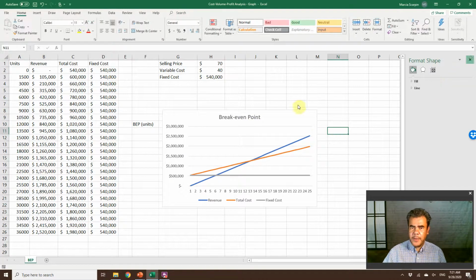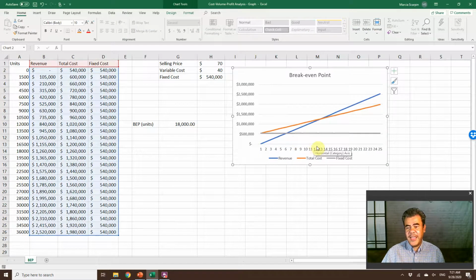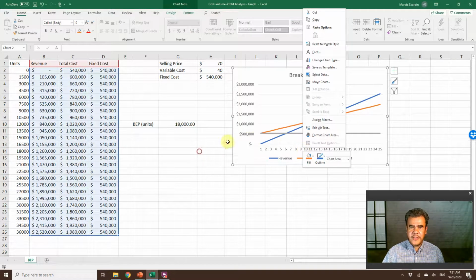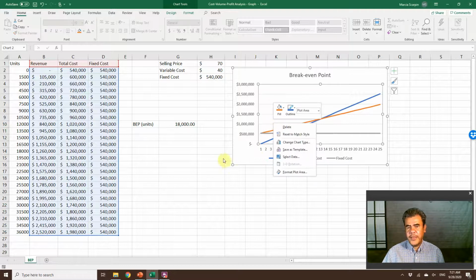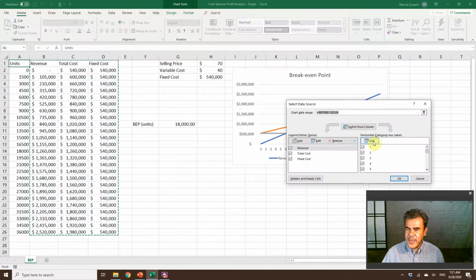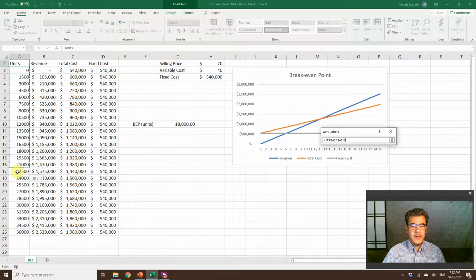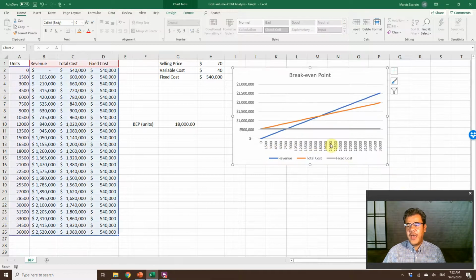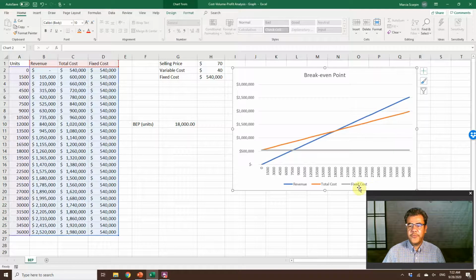And here we have some problems. The first one is our X axis here. 1, 2, 3. We don't want this 1, 2, 3. We want the units. How do we fix that? Click on your graph, right button on your mouse, and select data. Select data here. Horizontal axis labels. Edit, and here is our range. Okay, now we have our range here. Let's make this graph larger. Okay, so this is our graph.